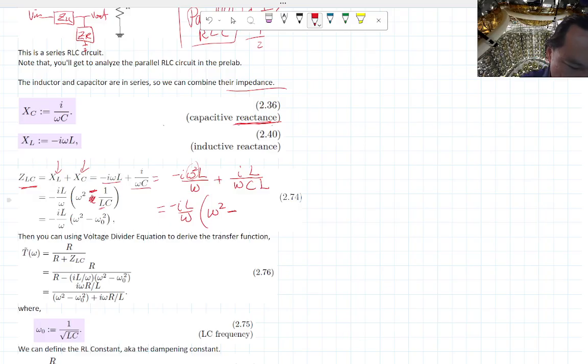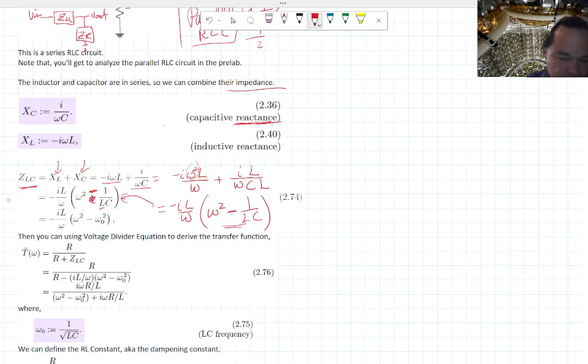And I pull out the, and what's remaining is actually CL in the denominator. And that's how you get to this point on your equation here. Okay. Then notice that omega squared minus 1 over LC. I'm going to switch the order of this so it's the same as the book.